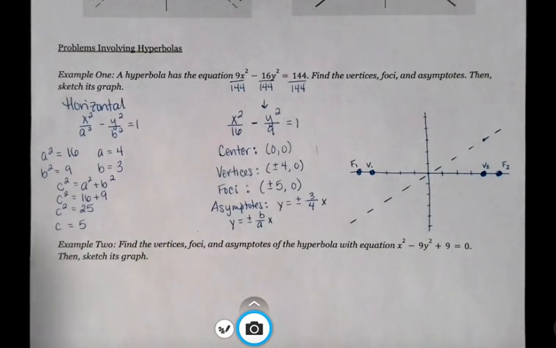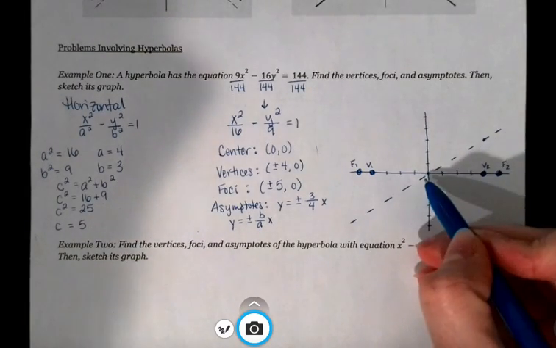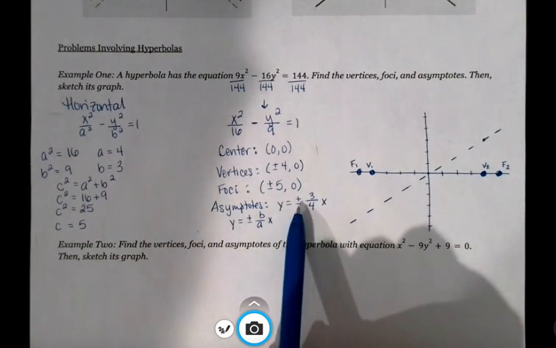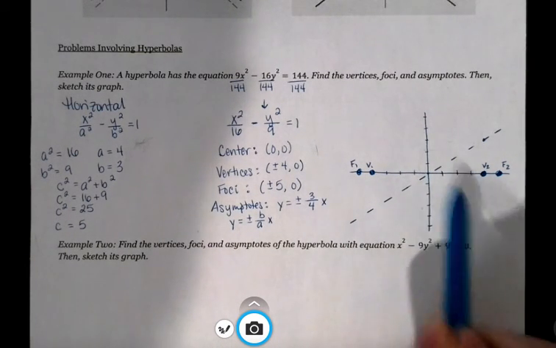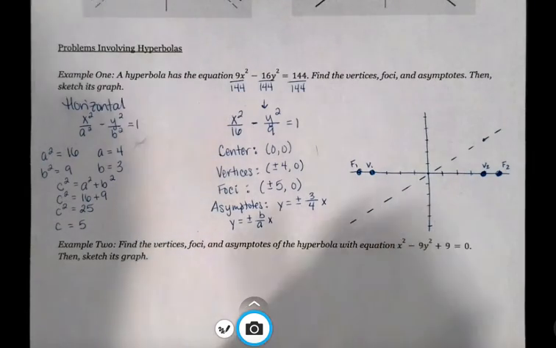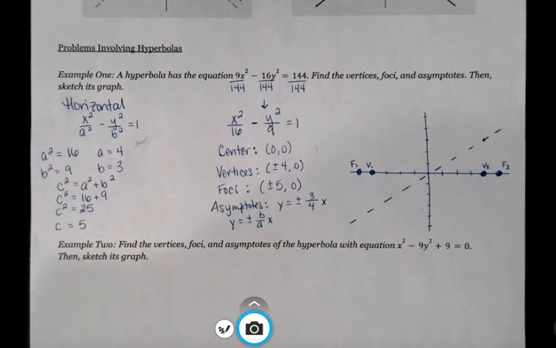And then I would do the same thing for the negative version. So starting at my origin, my rise is -3, so I'm going to go down 3 and then run 4. I go down 3 over 4. I draw my asymptote. That's one way to do the asymptotes. I actually think there's an easier way, and so I want to show you that as well.